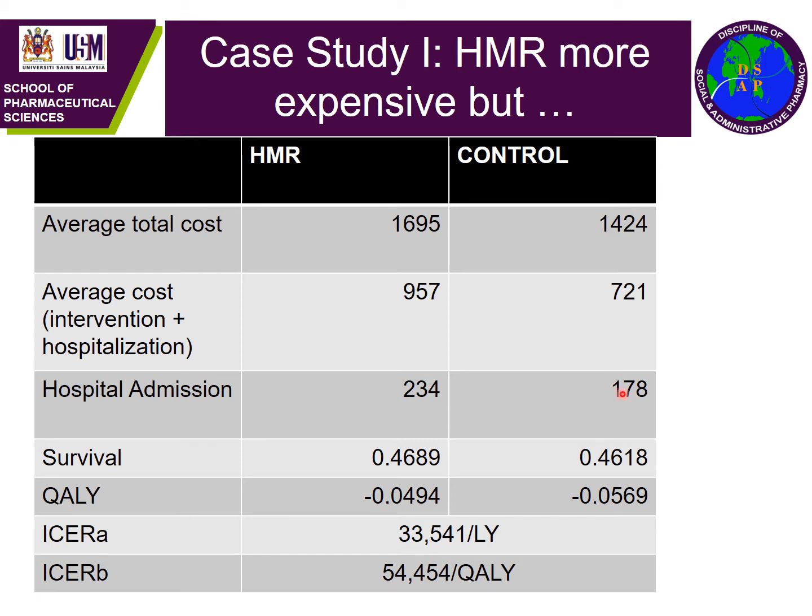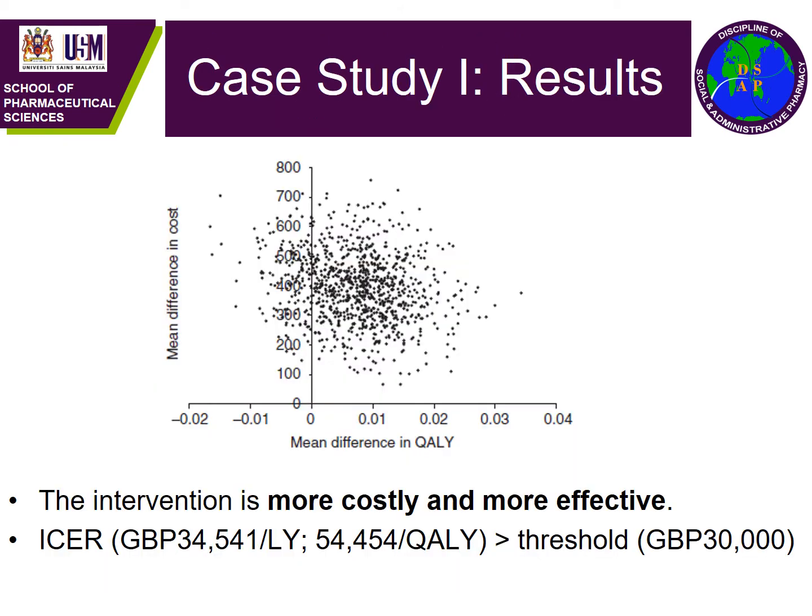And also they found that they need to pay $54,454 per additional quality adjusted life year that they want to gain compared to those without the home-based medication review. So this is one example of the usual graph that you would see in a cost-effectiveness study, which we call a cost-effectiveness plane.